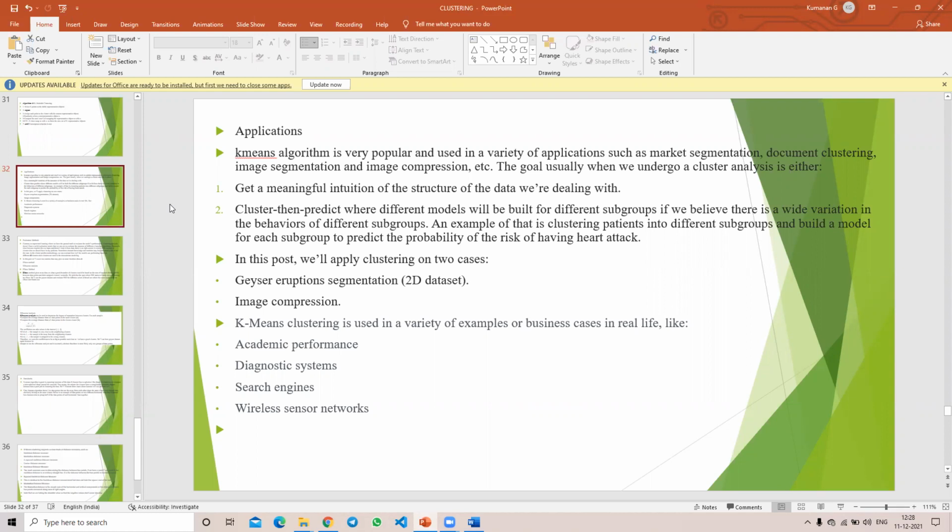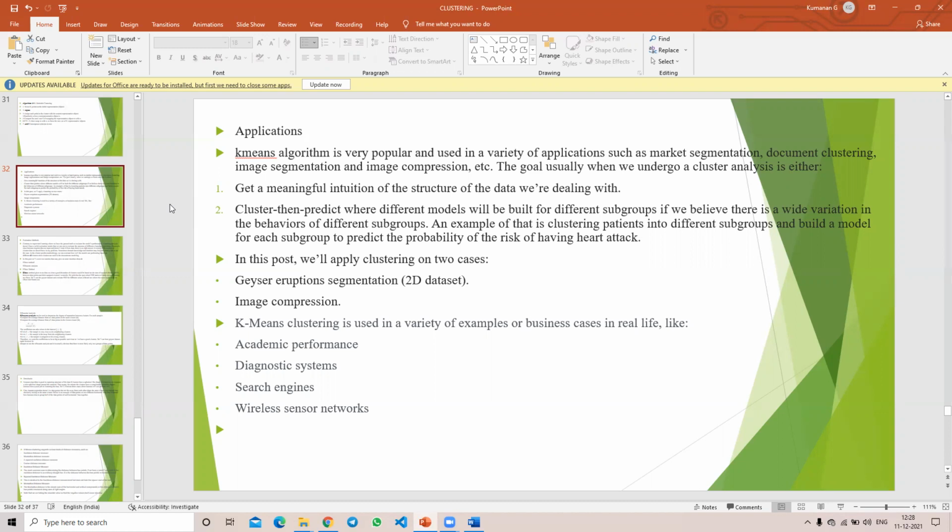Cluster then predict, where different models will be built for different subgroups if we believe there is a wide variation in the behaviors of different subgroups. An example of that is clustering patients into different subgroups and building a model for each subgroup to predict the probability of the risk of having a heart attack.